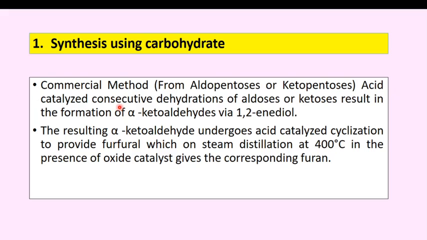Acid catalyzed consecutive dehydration of aldoses or ketoses results in the formation of alpha ketoaldehyde via a 1,2-enediol. The resulting alpha ketoaldehyde undergoes acid catalyzed cyclization. So first you will get the alpha ketoaldehyde, then it gives furfural, which on steam distillation at 400 degrees Celsius in the presence of an oxide catalyst gives the corresponding furan. So first you will get alpha ketoaldehyde, then you will get furfural, and in the final step on steam distillation at 400 degrees Celsius you will get the corresponding furan.